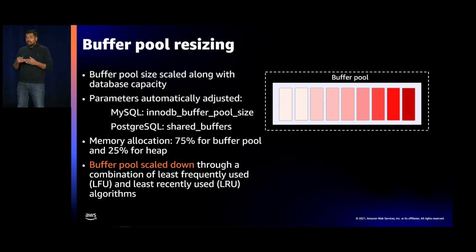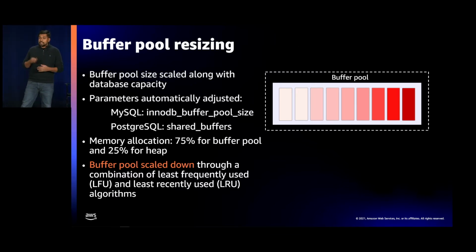We scale the buffer pool along with the database instance. So as there's more workload going in, we measure the pressure on these data structures within your relational database, and then scale up the buffer pool to match what is needed. Which means, in case of Aurora MySQL, the InnoDB buffer pool size. In case of Postgres, the shared buffers parameter. These two parameters, Aurora is managing for you. You don't have to. And the default allocation that we use between what's going in for buffer pool versus heap is 75% for buffer pool and 25% for heap, which is used for things like sorts and other operations like that.